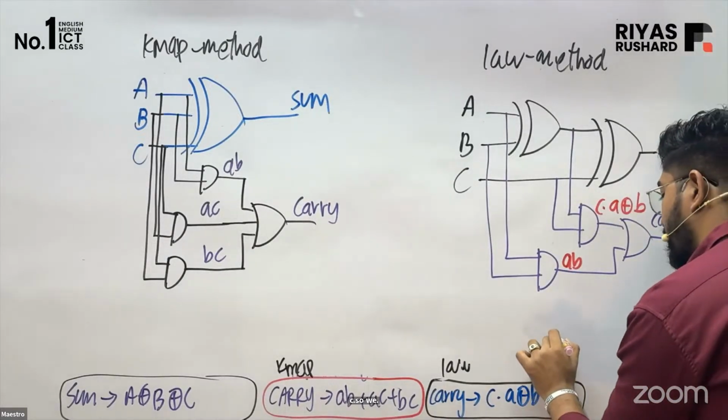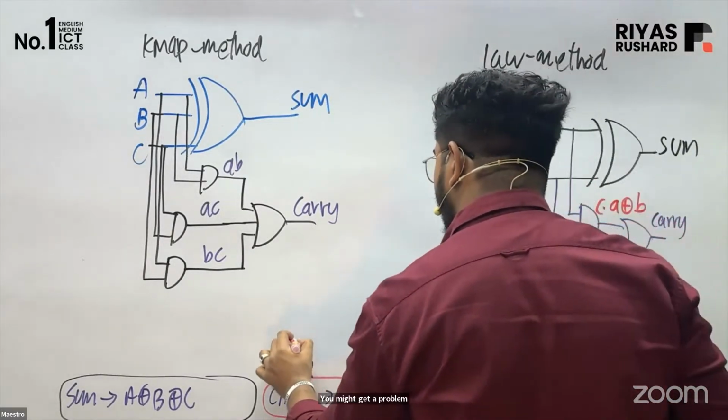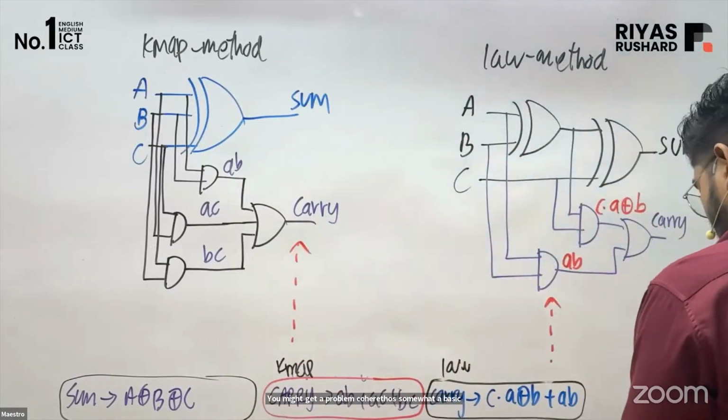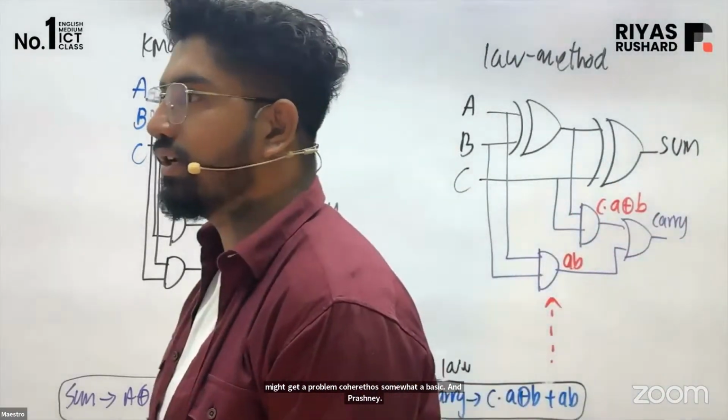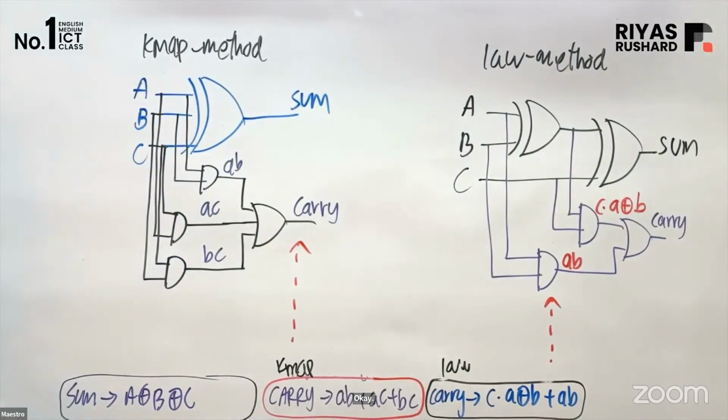You might get a problem. Okay, so that is what we have. Check this out. A K-map that is drawn. When you use a K-map to simplify, you will get a circuit diagram. If you use laws, we would get a circuit diagram. Ultimately, both of them are the same.